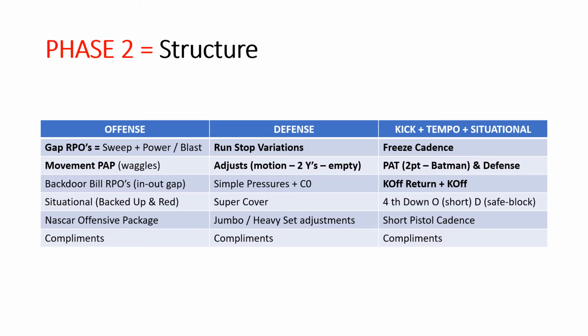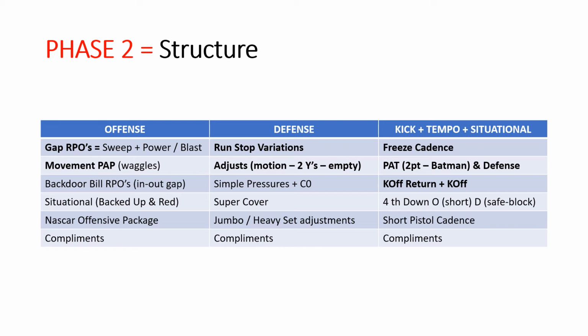We want to look then simply at, again, natural pass partners, which would be our movement play action pass, which is the waggles, where we're using the same basic blocking concepts of sweep. Again, we could go backdoor, we could go situational now, looking at our 2 ends of the field. Offensive package would be now our NASCAR, which is a short yardage package, and then complements from that.